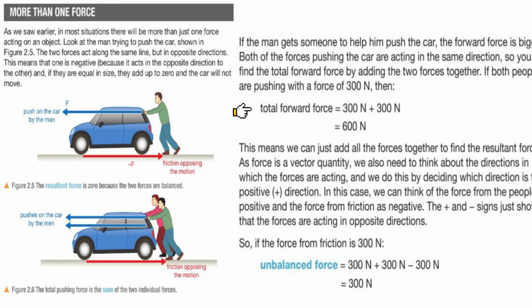If both people are pushing the car with a force of, let's take 300 Newton, then the total force would be 600 Newton. And the opposite force, which is the friction, let's take that as 300. So 300 plus 300 is 600. And the friction is in the opposite direction. So we have to subtract it. So the resultant force here is 600 minus 300, which is 300 newtons.